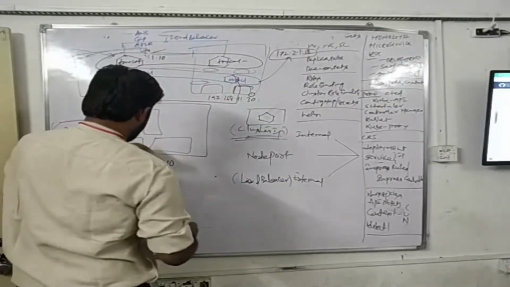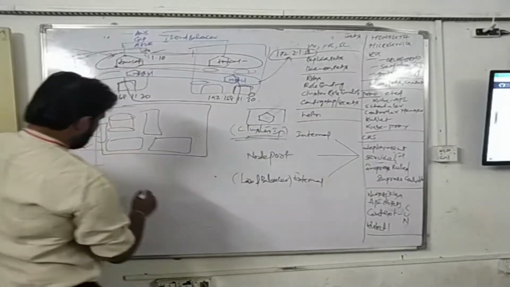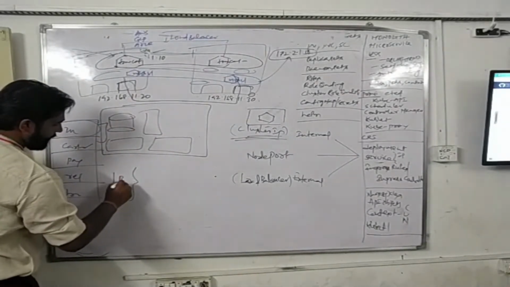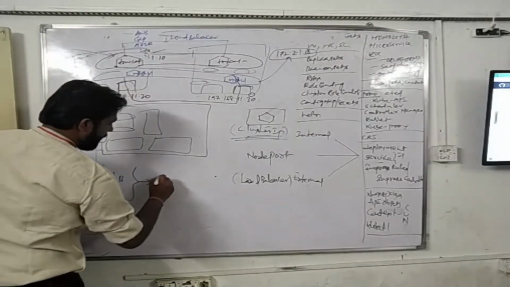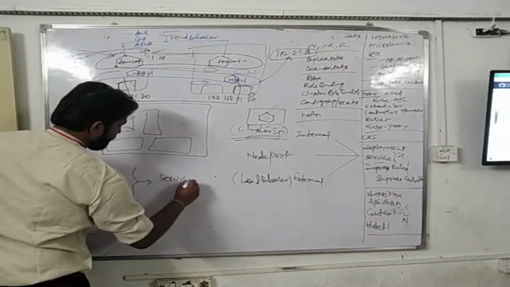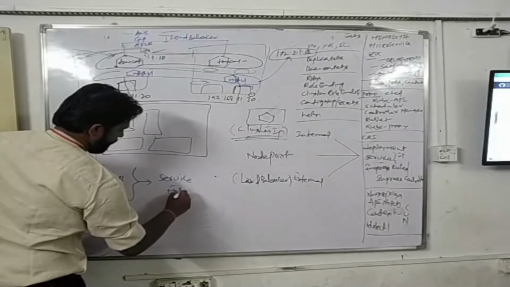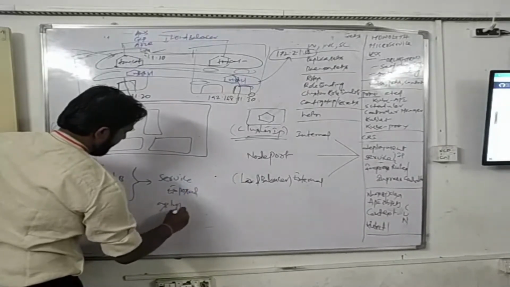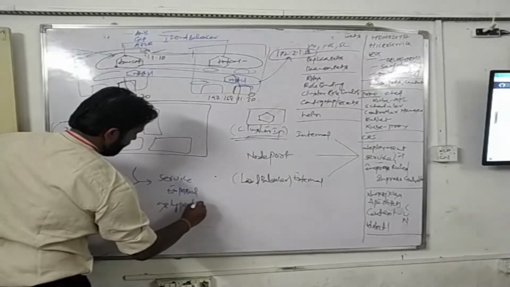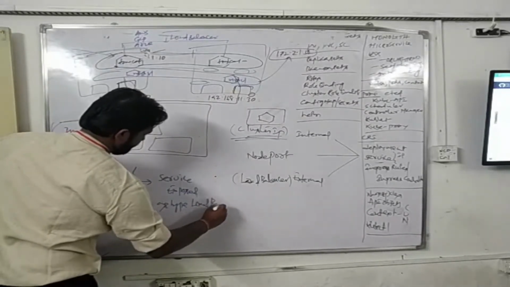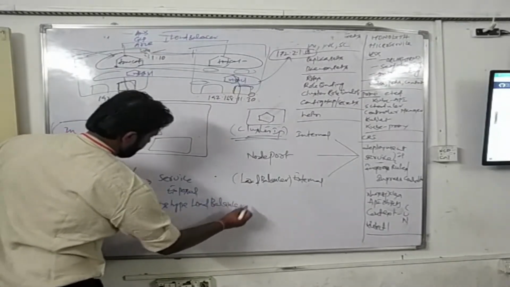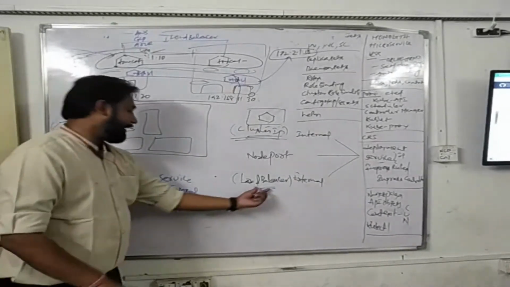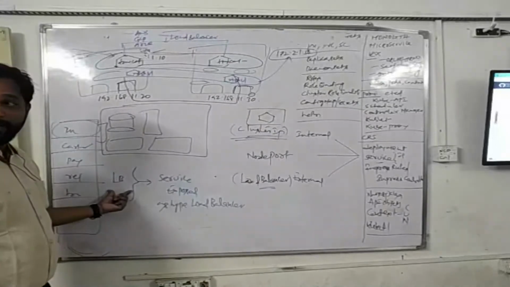So what happens here is, you have a load balancer first, then you have a service exposed as type load balancer. You're just saying that it's a load balancer. It has to be attached to an external load balancer.